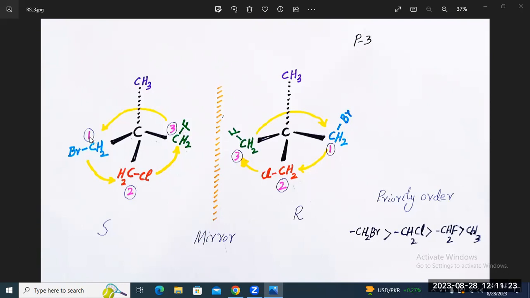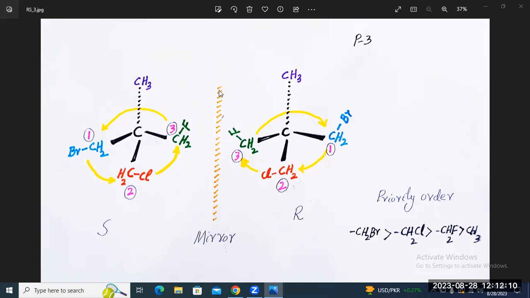Now if we move from 1 to 2, 2 to 3, and 3 to 1 again, we will see the rotation. This rotation is anti-clockwise rotation. You can see here, we come from Br to here, CH2Cl, and then CH2Cl to this CH2F. So this rotation is anti-clockwise rotation. So the molecule would be assigned S configuration.